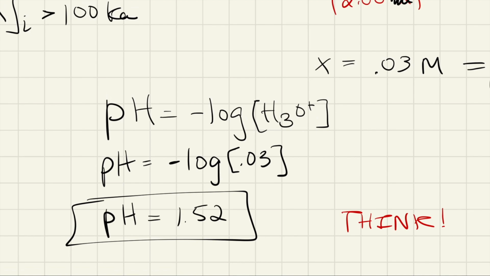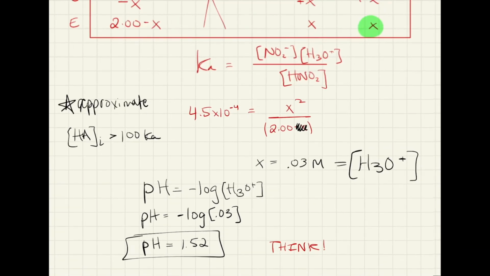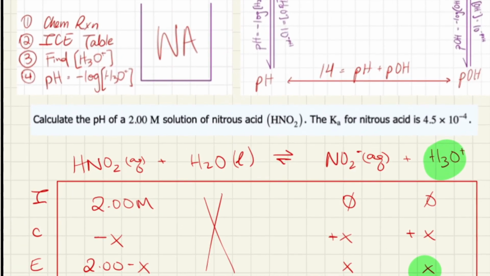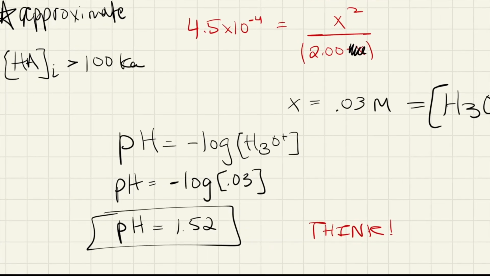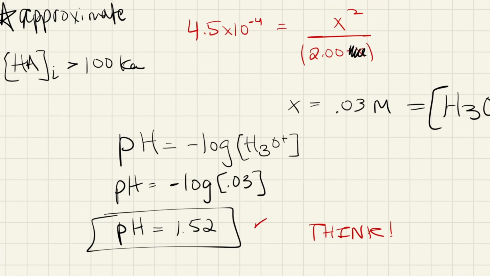And as always, think. Did we have an acid or a base at the beginning of this problem? According to the beginning of the problem, we had an acid. So what do you know about acidic pHs? Are they greater than 7? Less than 7? Less than 7. So this makes sense. It's a pretty intense weak acid, but that's okay. The math all worked out, and that's what we got.